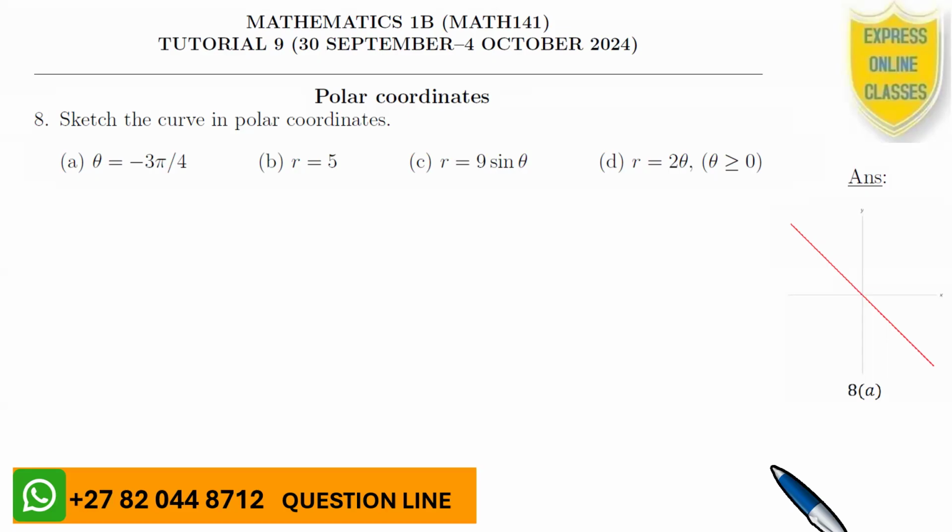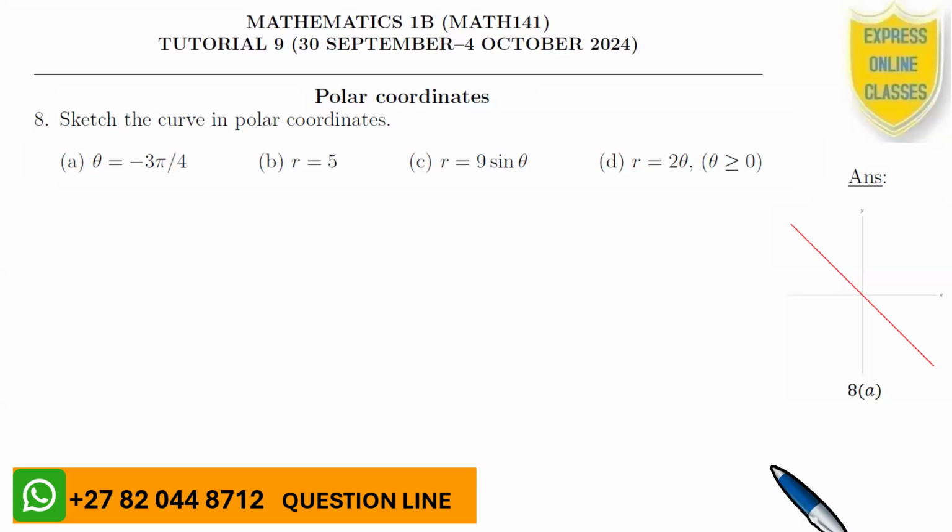So to sketch the curve in polar coordinates, we've been given theta equals minus 3 pi over 4. So if theta is minus 3 pi over 4, what do we do? We actually need to see exactly what to do here, and we continue and analyze this cautiously and make sure we understand what we need to do in this case.